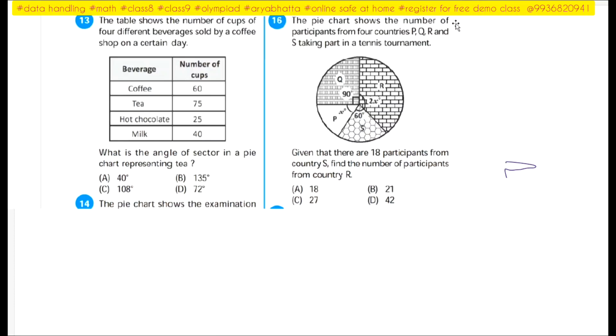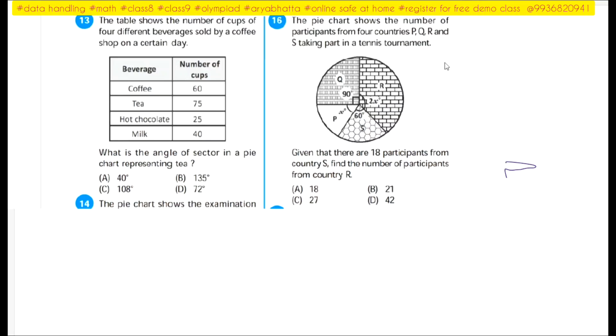The pie chart shows the number of participants from 4 countries P, Q, R and S taking part in a tennis tournament. Given that there are 18 participants from country S. Country S is 18 participants. Find the number of participants from country R. Country R, that means this number of participants, beta. How can you find out?